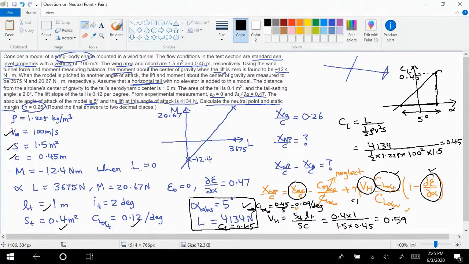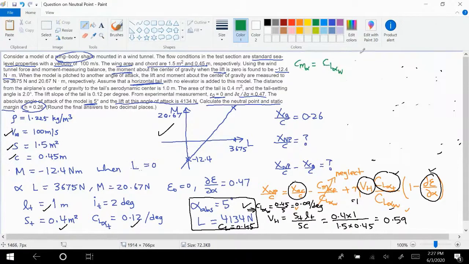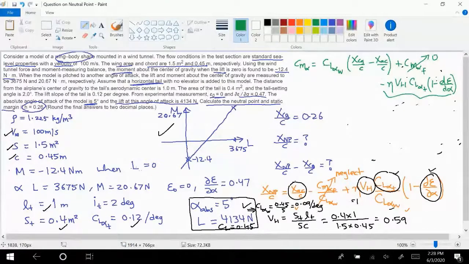How do we handle that? Large contribution. I'm also going to set this equal to 0. You know why? Because the information that is given about the moment is when the tail was not added. Just read the first part again. Consider a model of wing body shape mounted in a wind tunnel. The flow conditions in the test section are standard sea level properties with a velocity of 100 meters per second. The wing area and chord are 0.5 meters square and 0.45 meters respectively. Using the wind tunnel force and moment measuring balance, the moment about the center of gravity when the lift is 0 is found to be this.